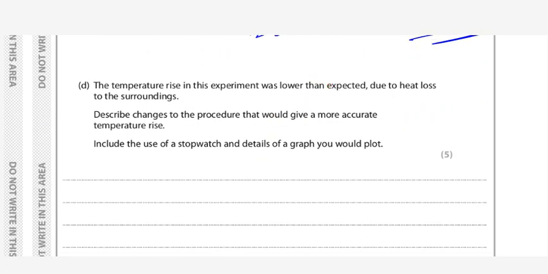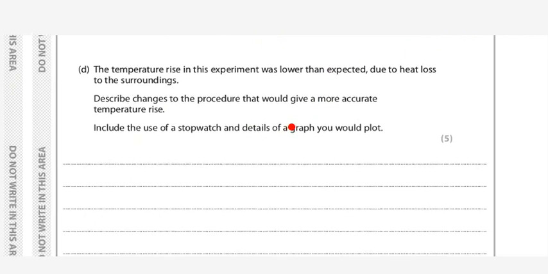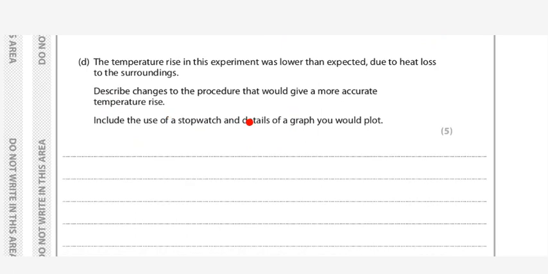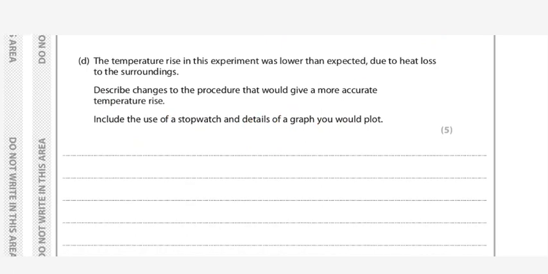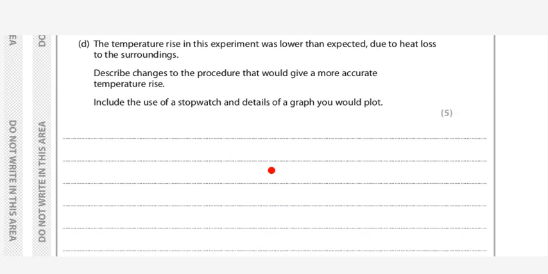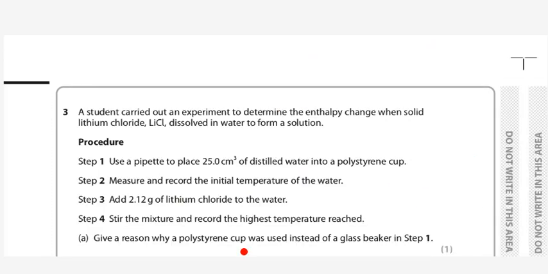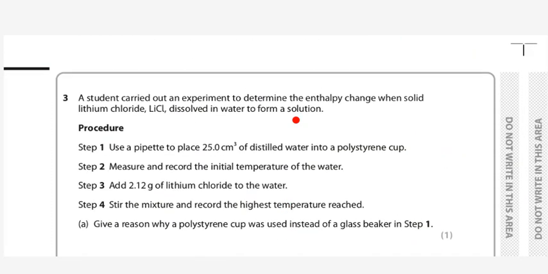The temperature rise in this experiment was lower than expected due to heat loss to the surroundings. Suggest changes to the procedure that would give a more accurate temperature rise. Include a stopwatch and details of a graph to plot. Of course, you can use a lid to minimize the heat loss. But to be more accurate, if you remember, we have discussed plotting a graph. What is this reaction again? Yes, dissolving of lithium chloride in water.